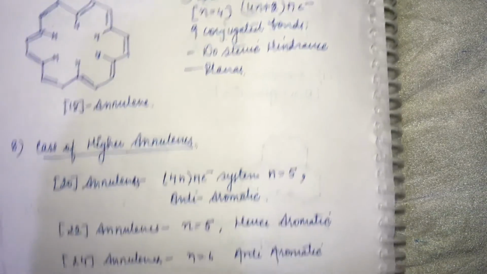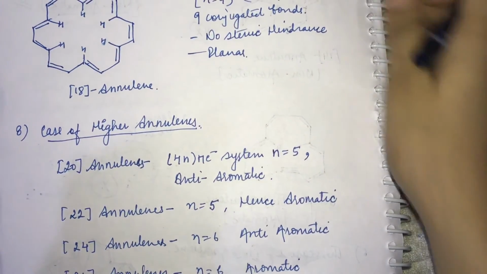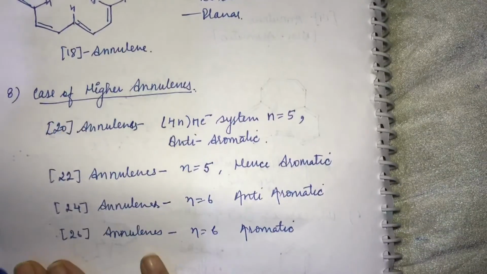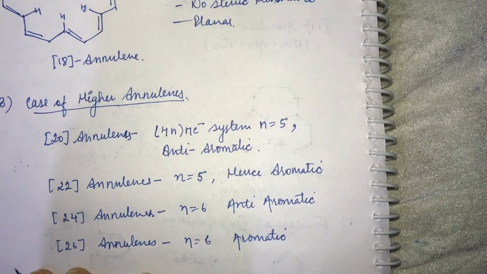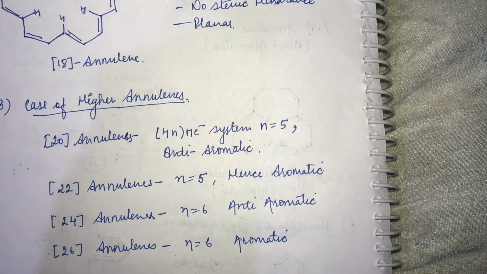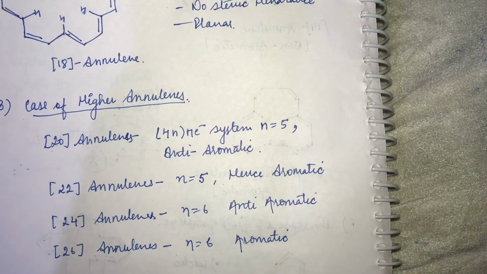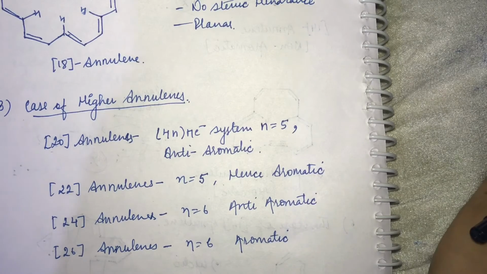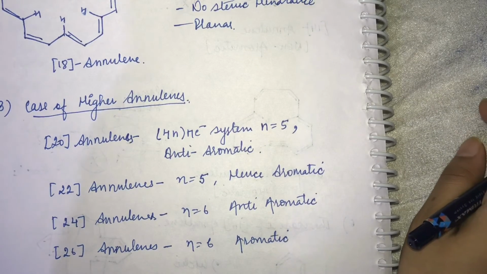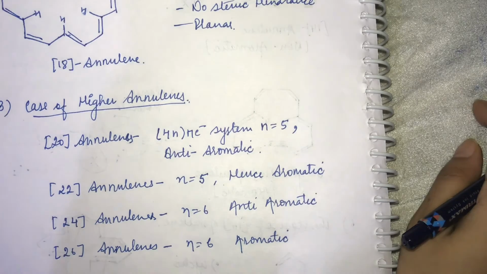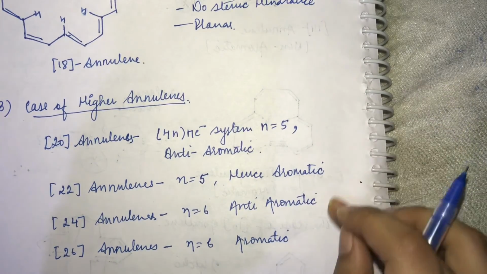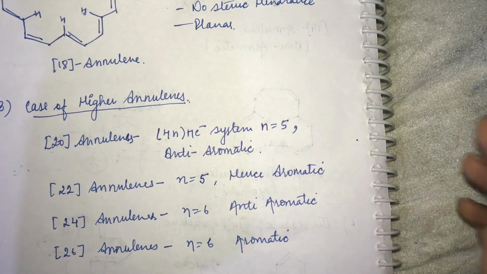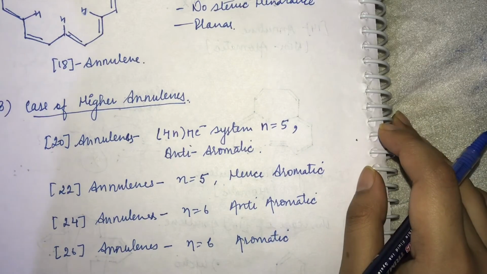Now we have some higher cases of higher annulenes, in which we can see that the higher annulenes do not have any steric hindrance of internal hydrogen atoms. Thus, they are all planar, satisfying the first condition of being cyclic, being planar, having continuous delocalization of pi electrons. I have not drawn the structures of these higher annulenes, as they were very big structures.